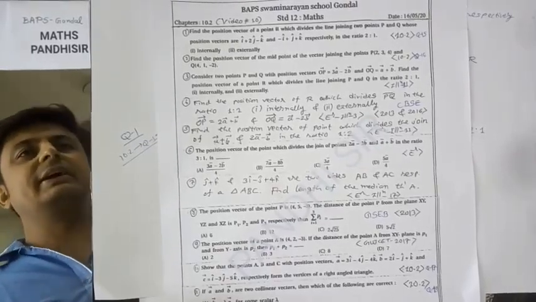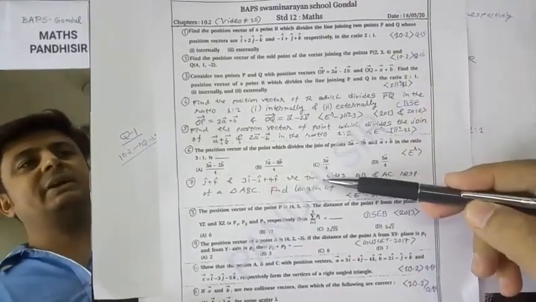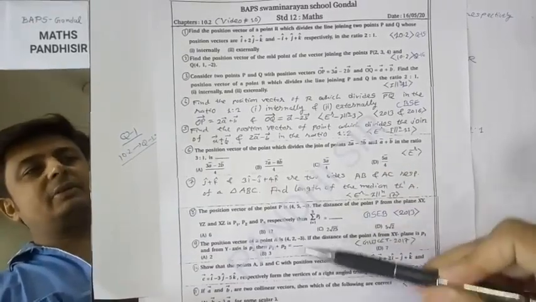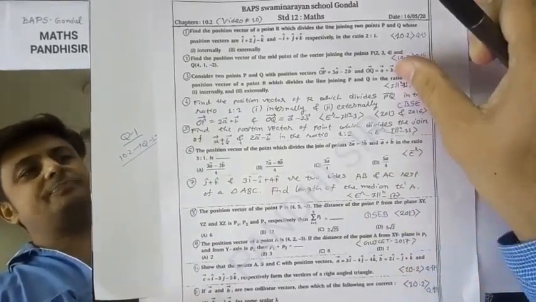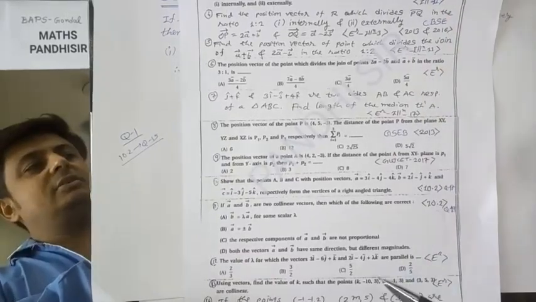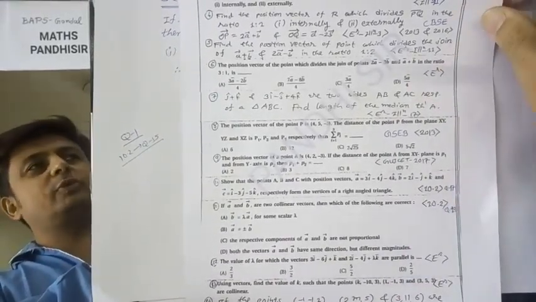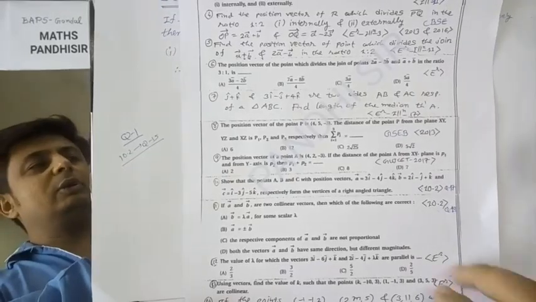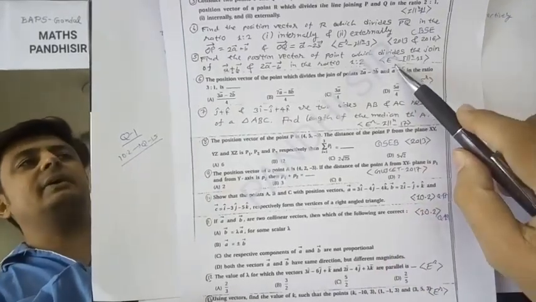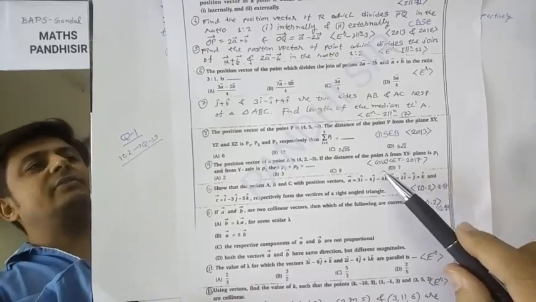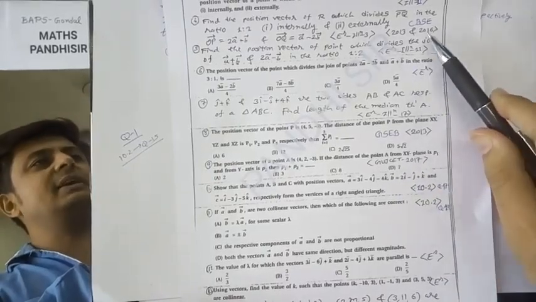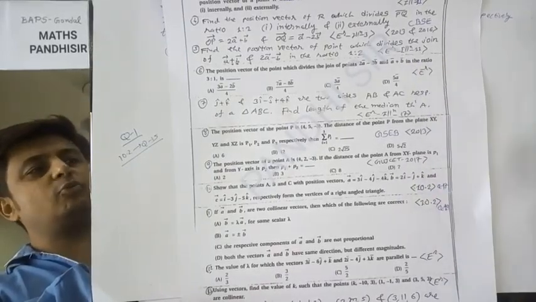Now we have some questions regarding section formula, and these are some revision questions from 11th standard. After that we will see some collinear vectors and points, those questions mainly in 10.2 remaining questions, along with some exemplar questions, some good set questions, some CBSE and exemplar illustrations as well.